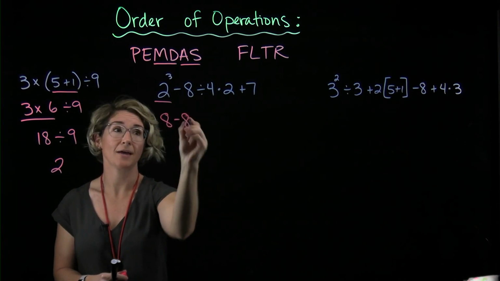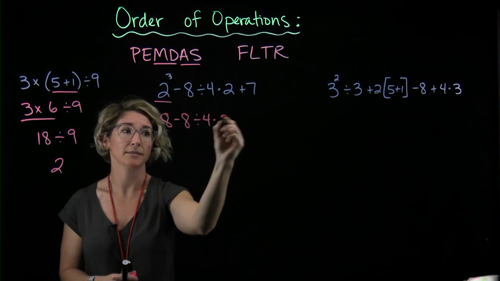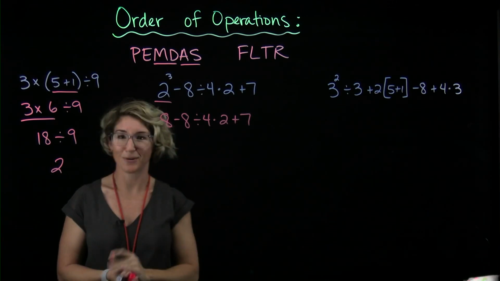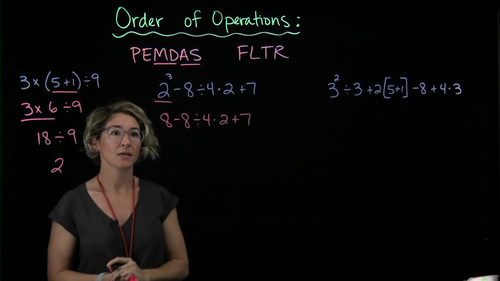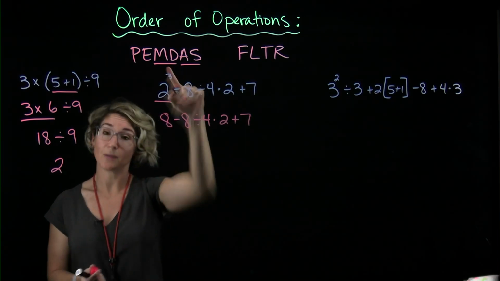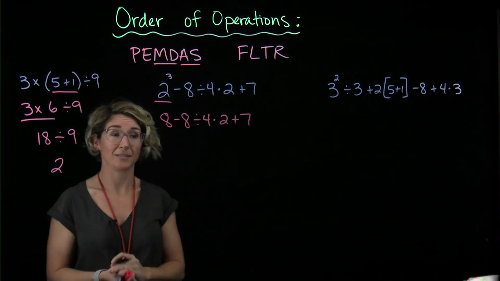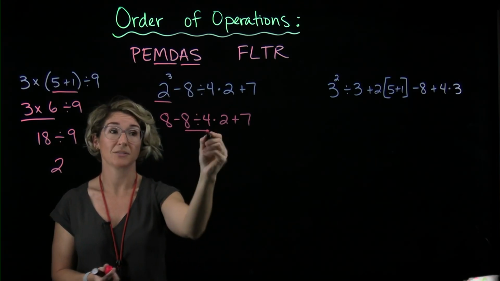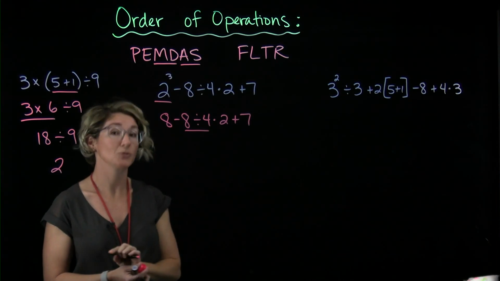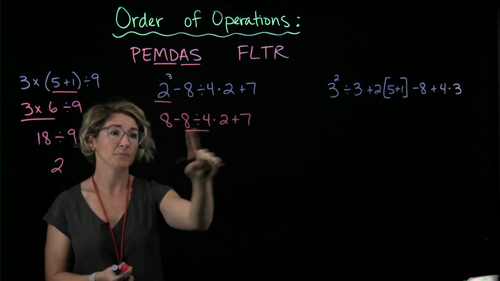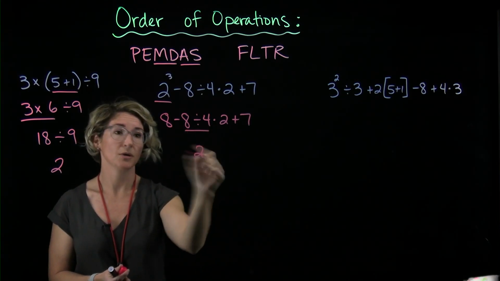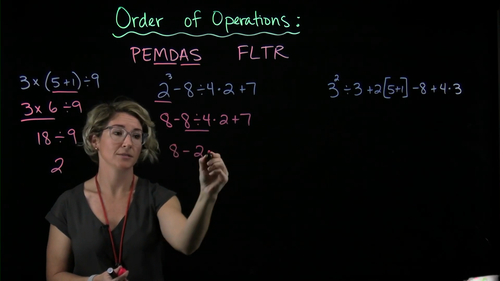I'm going to bring down everything nice and careful in the same order, trying to stay organized so I don't make any mistakes. Once I'm done with exponents, I'm going to do my multiplication and division from whatever I see first. I noticed there was a division before that multiplication, so I'm going to do that first. 8 divided by 4 is 2. I'm going to bring down everything else nice and careful.